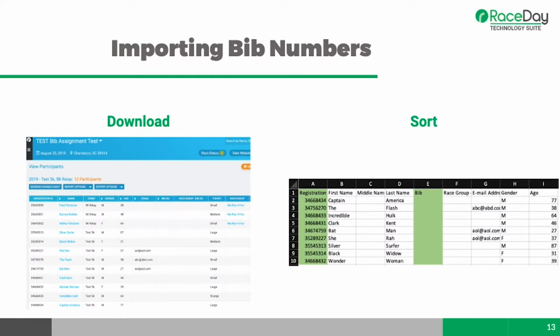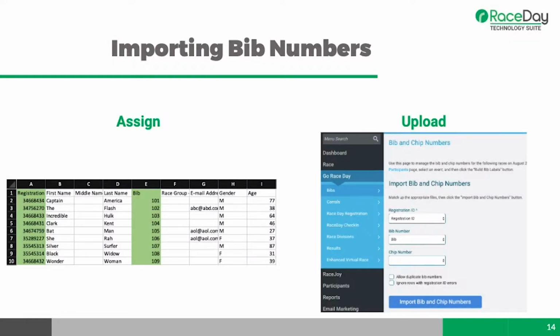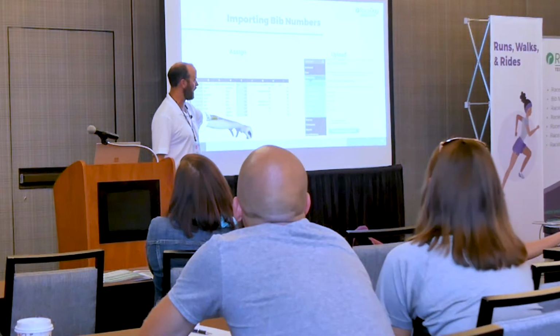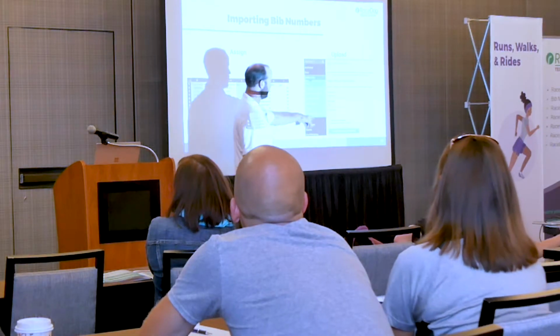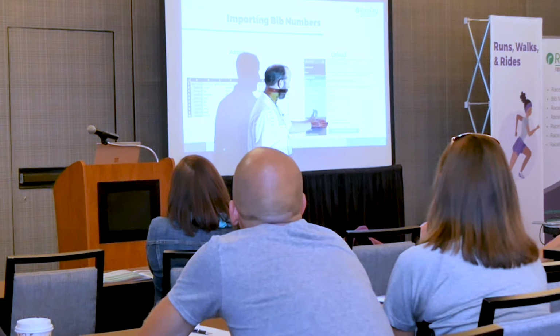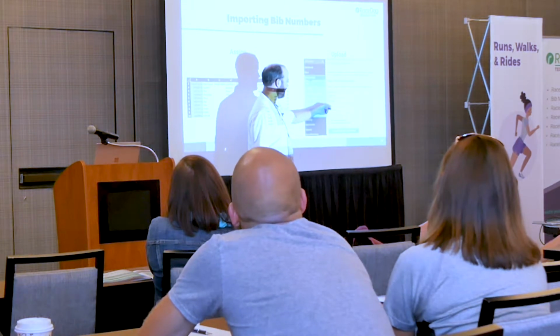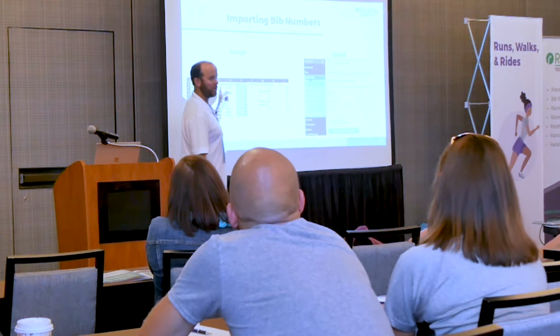Again, it's your participant data with no bibs. You quite literally sort it however you want with bib number as one of the columns, and then you assign however you want. I realize this is small and you can't read it very well: 101 through 109. After you push it back in, it gives you this screen where you can put Reg ID and bib. You can map it to the column headers.